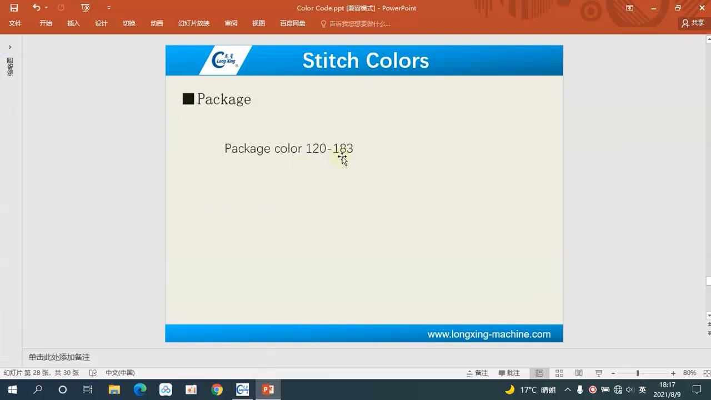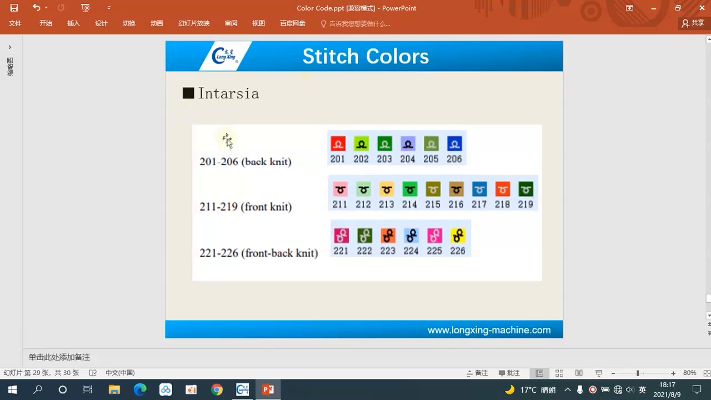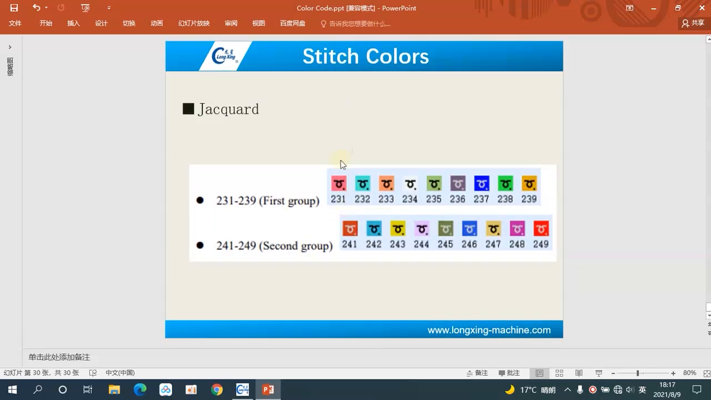120 to 183 are package colors. Intarsia colors include back lit, front lit, and front back lit. This is Jacquard colors.